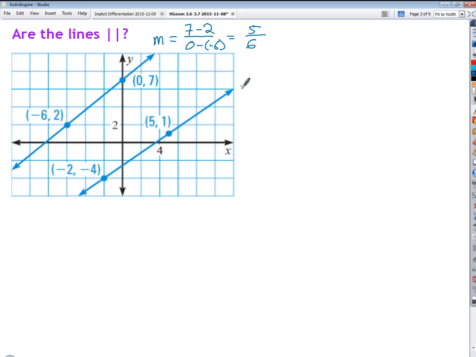So there's that slope. How about this one? What minus what? Okay, 1 minus negative 4 over 5 minus negative 2. Is that right? Yeah. Gives us what? 5 sevenths. So are they parallel? No, they're not parallel. Good.